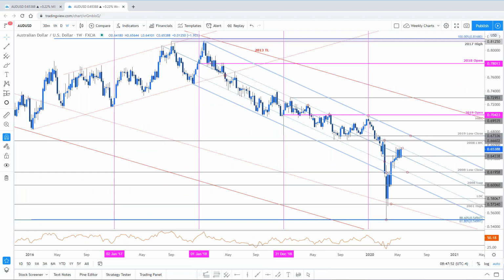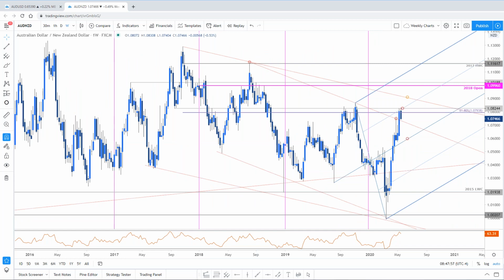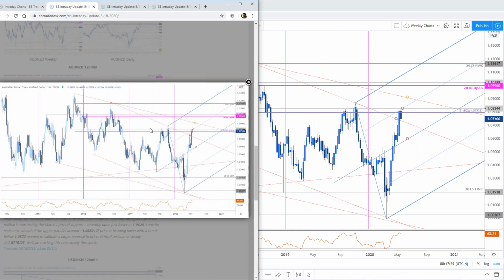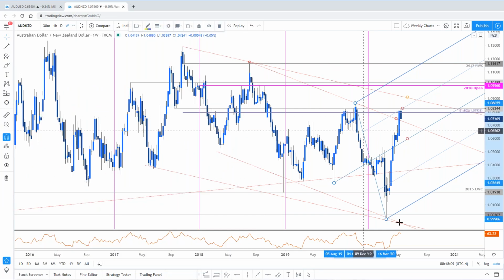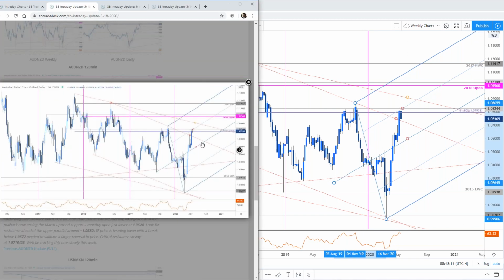Here's Aussie Kiwi on the weekly chart. And here's Aussie Kiwi as it stood last night. So again, this pitchfork we just added off the 2019, 2020 lows, right? Boom, boom, boom, boom. This was just added last night. The 75% line converges right here on that former swing low from late 2017. It was a major pivot.